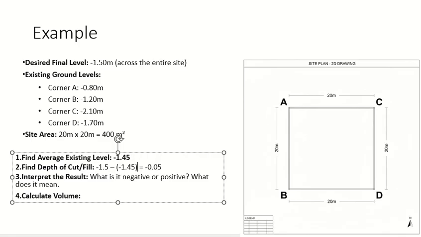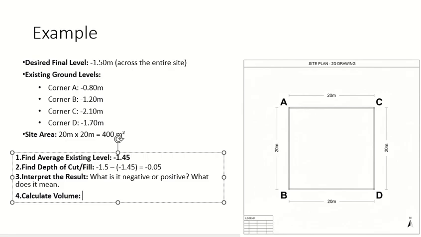Okay, clear? So this is the depth which we are looking for. But how much is my excavation volume? Now tell me. It's 0.004, 400. And what is 400? Area of the plot. So on average you need to do an excavation of 0.05 meters.